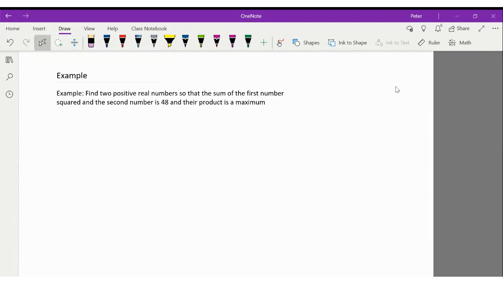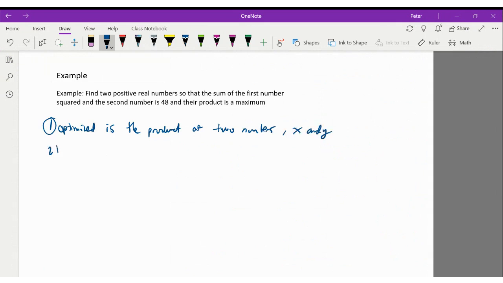Like with most of these problems, it's really a matter of unraveling the word problem. So how would you do this? The thing to be optimized is the product of two numbers. We'll call them X and Y. So the product is, of course, just equal to X times Y.